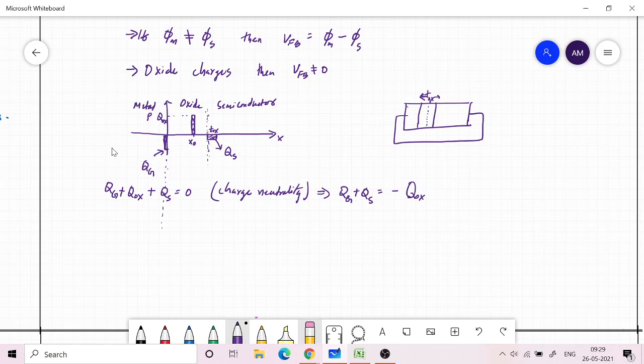we can draw, like before, the electric field. The electric field will be from positive to negative, right? So in the region between the origin and x0, the electric field will be in which direction? Because this is positive, the electric field will go from the positive to the negative charge, so it will be in the negative x direction.